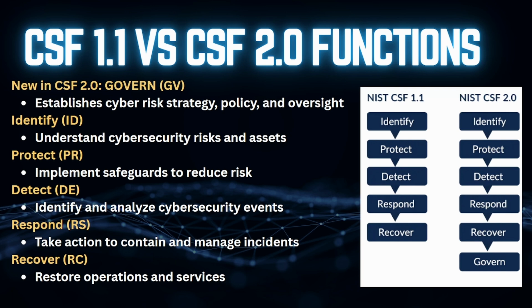So the updated framework is structured around 6 core functions: Govern, Identify, Protect, Detect, Respond, and Recover. These functions represent the full life cycle of cybersecurity risk management. The addition of Govern at the top is key. It sets the strategy and direction before any technical activities take place. So the remaining functions focus on understanding risk, implementing safeguards, detecting threats, responding to incidents, and lastly, recovering operations. Together, they provide a comprehensive and structured approach to managing cybersecurity.